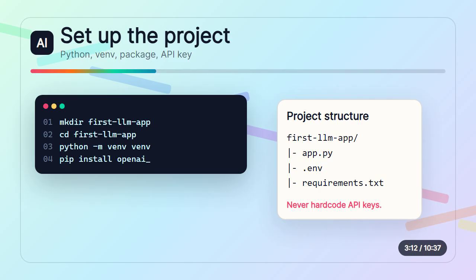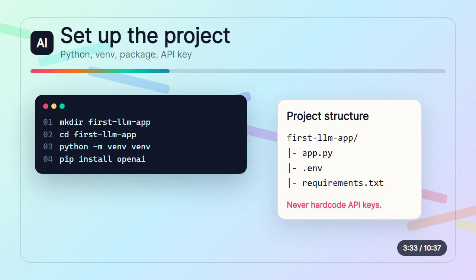Next, create an API key from your LLM provider and store it securely in an environment variable. The important rule is simple: never hardcode API keys in your source code. API keys are credentials. Treat them like passwords.